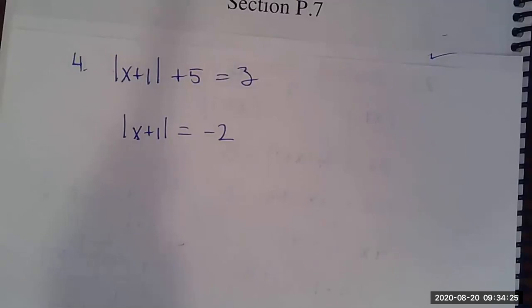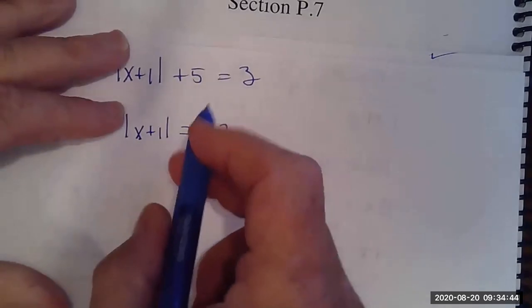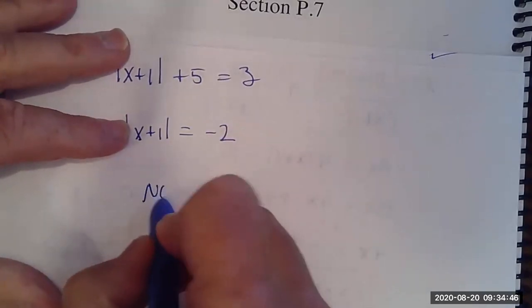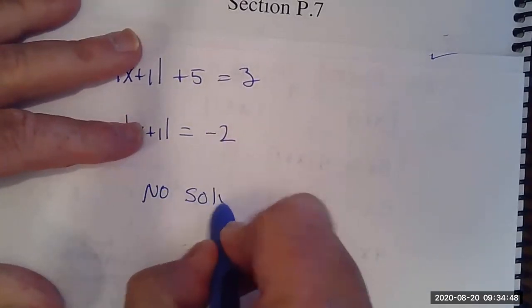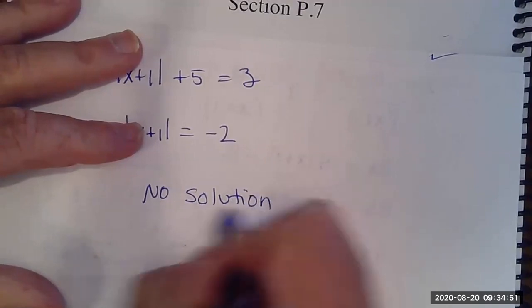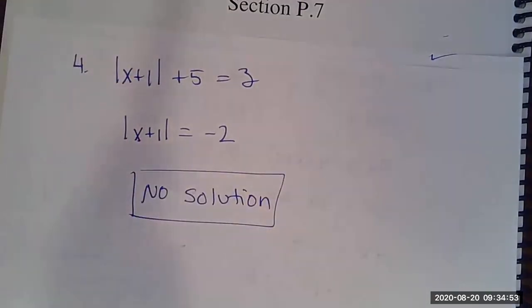Can absolute values not be negative? Okay, there you go. Good observation. Absolute values can never be negative. So what kind of response would you box, do you think? Like no solution? You are absolutely right. So good job. You'd say no solution. Yep, nothing's going to work. Good job.